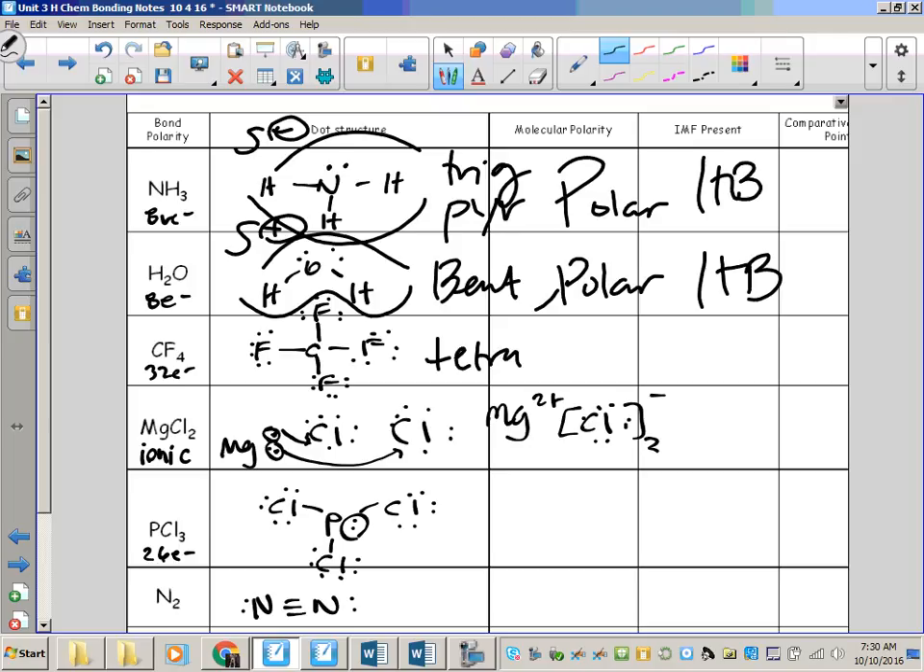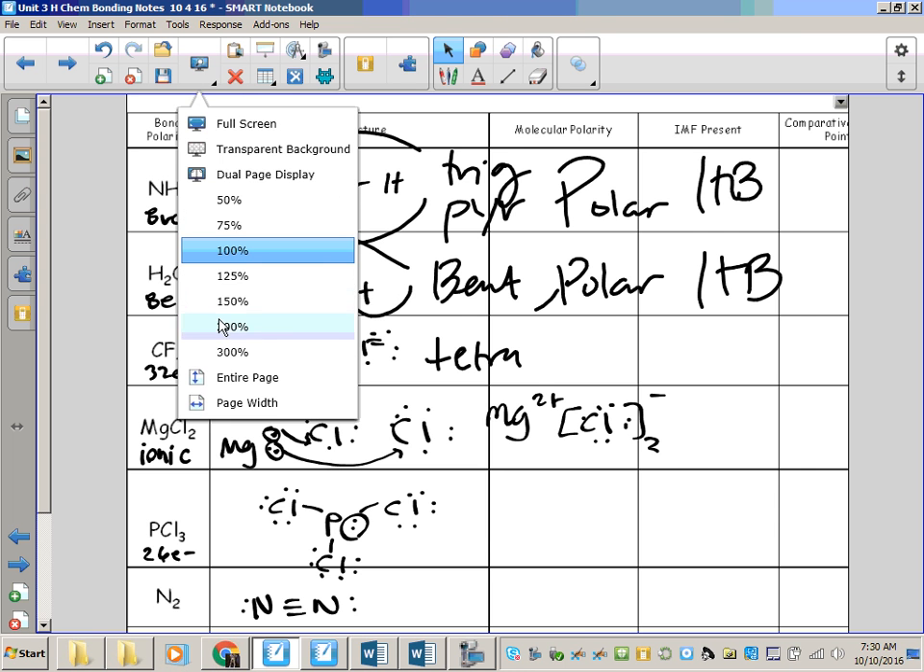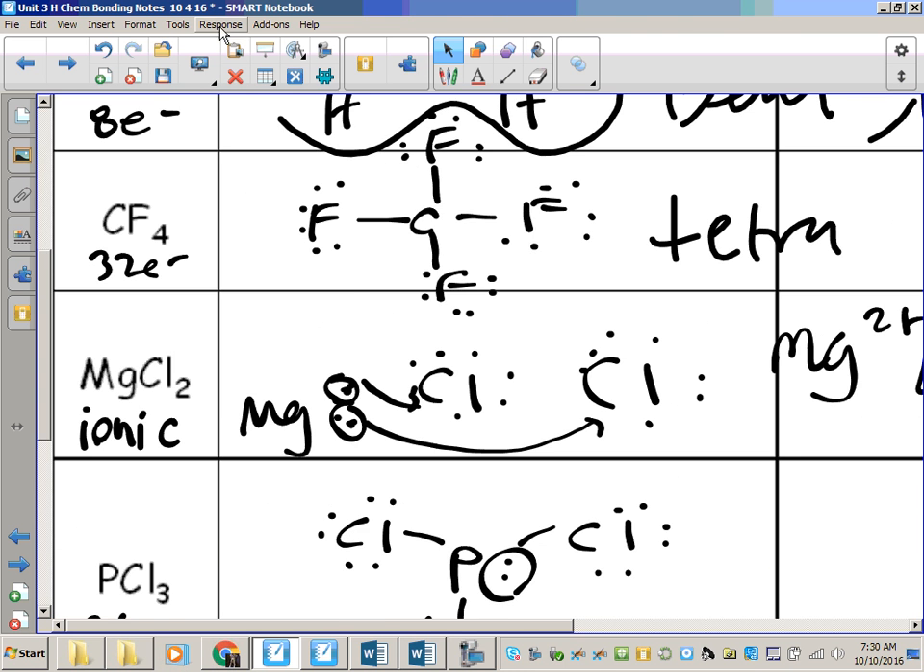Let's go ahead and check this out. Carbon and fluorine, what's their electronegativity difference? Carbon's a 2.5, and fluorine's a 4.0. So who's overtaking the electrons from the bonded pair here? Fluorine, absolutely, for sure.